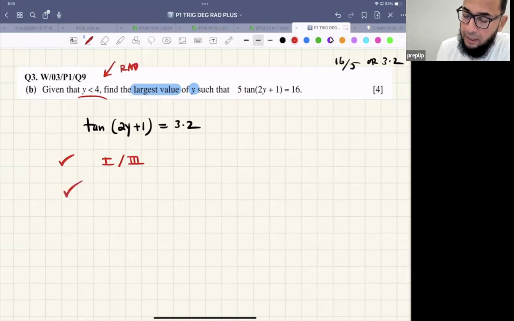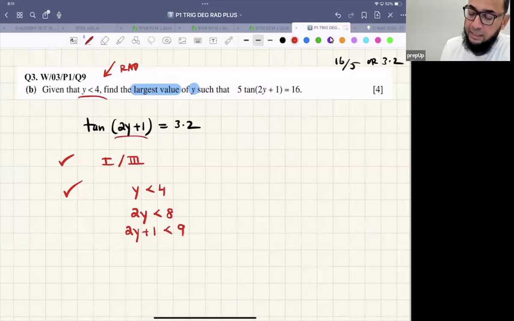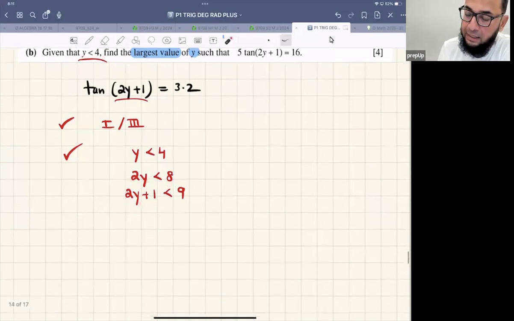The second thing, y is less than 4, 2y is less than 8, 2y plus 1, this thing over here, is lesser than 9. Because you have doubled it and then you have done this. So basically what we have done is that y is lesser than 4, 2y is lesser than 8, 2y plus 1 is lesser than 9. So we are focusing our attention over here.